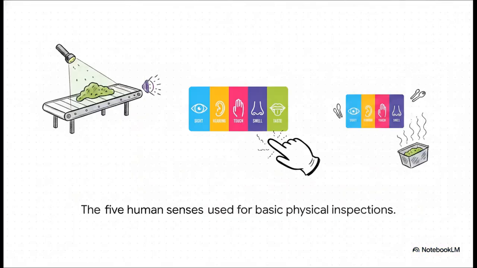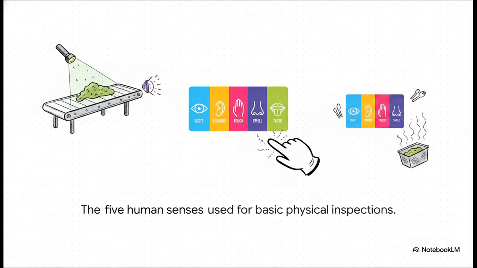Way before breaking out the fancy lab equipment, an auditor relies heavily on their basic human senses. Visual checks are incredibly thorough. They're often using flashlights or UV blacklights to hunt for lingering biofilms in really difficult-to-clean spots, like under a conveyor belt.